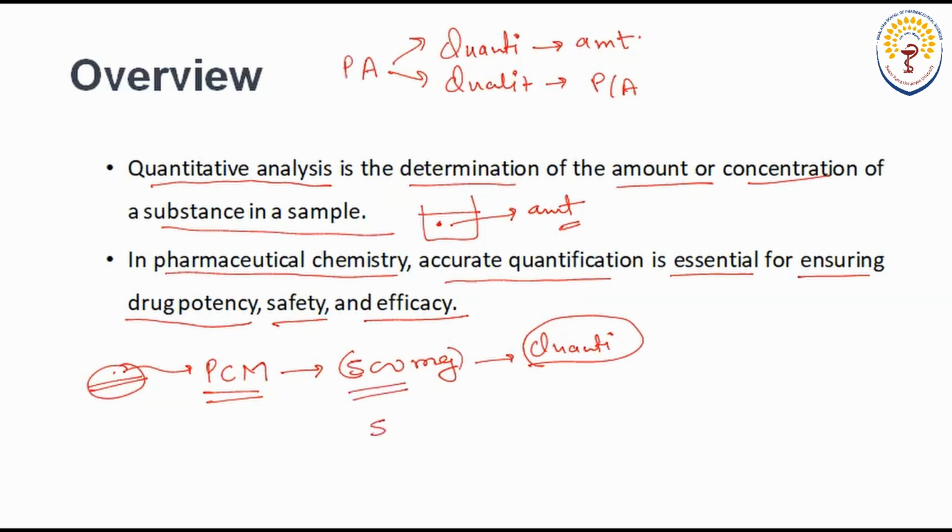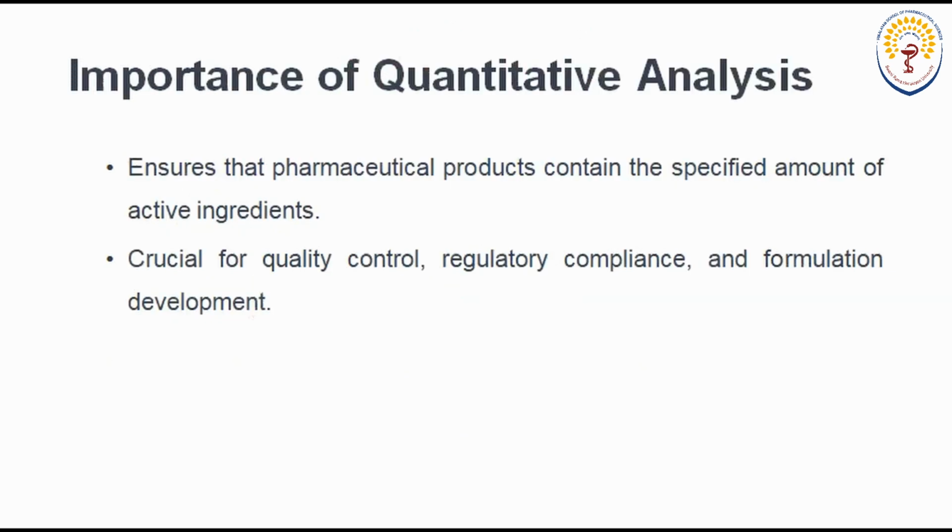So if it is more than 500, obviously the drug will show its toxic effect, and if the amount of PCM in this tablet is less than 500 mg, obviously there will be concern with the efficacy of the tablet. So we want to ensure the safety, we want to check the potency of our drug molecule, and we want to see the efficacy. That is why we perform quantitative analysis.